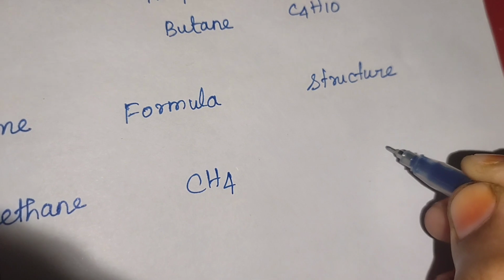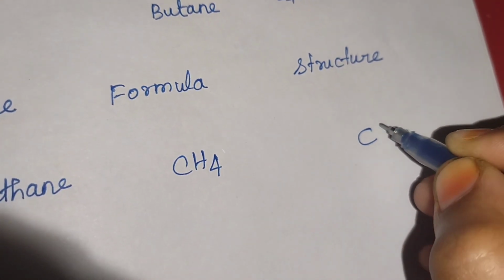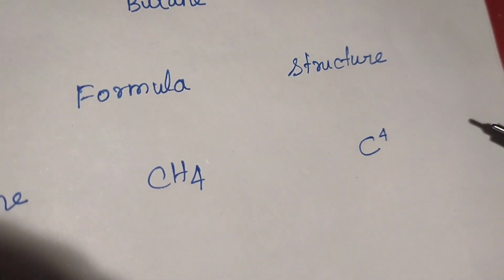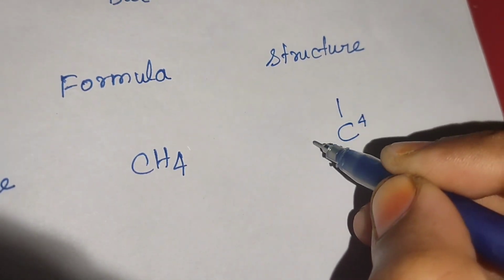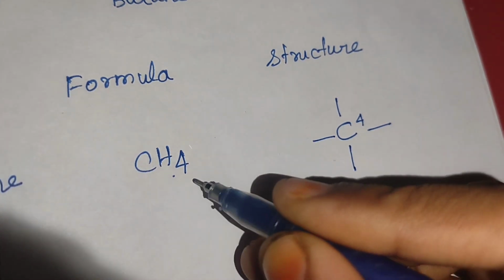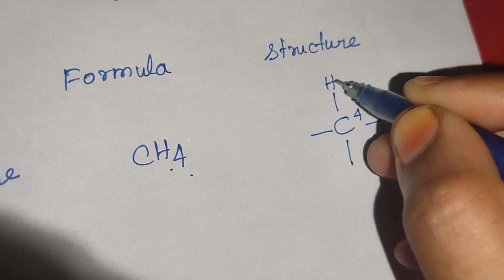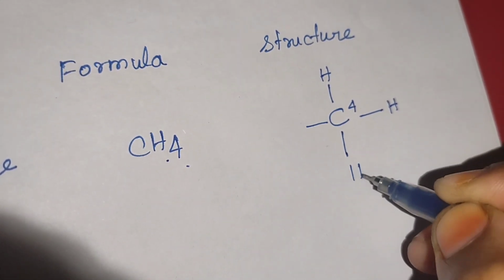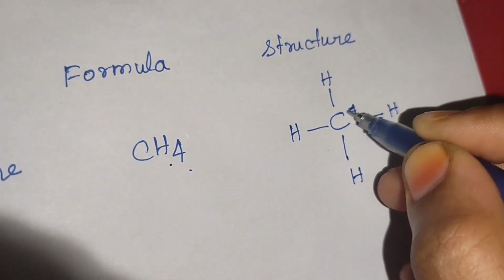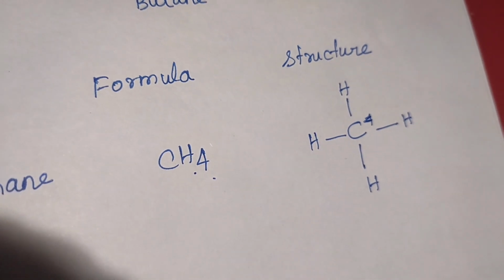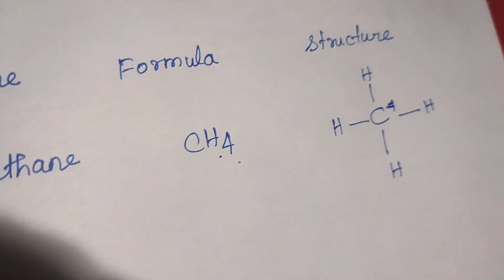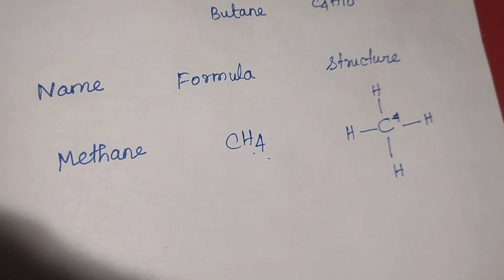So one carbon atom. Carbon valency is 4, so it has 4 bonds. Okay, single bonds: 1, 2, 3, 4. How many hydrogens? 4 hydrogens. Now complete the hydrogen filling: 1, 2, 3, 4. And this is the structure of the carbon compound methane. Okay, and next, the second one is ethane.